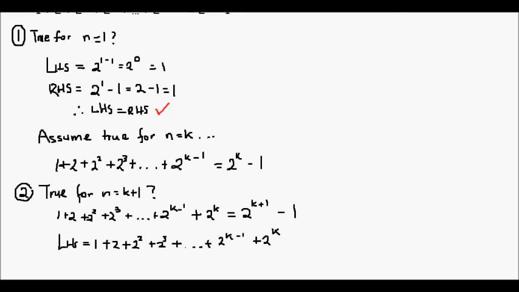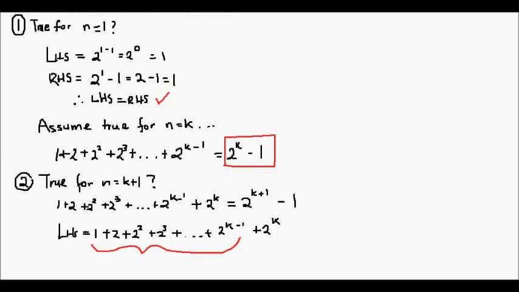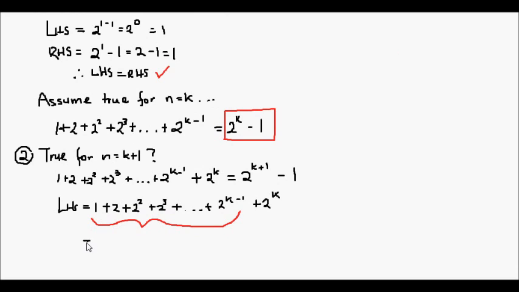And I note that all of this up to the 2 to the k minus 1 term is equivalent to 2 to the power of k minus 1, because I've assumed that the equation holds true for n is equal to k. So I'm going to replace all of this at the front with 2 to the power of k minus 1, and the 2 to the power of k remains at the end.